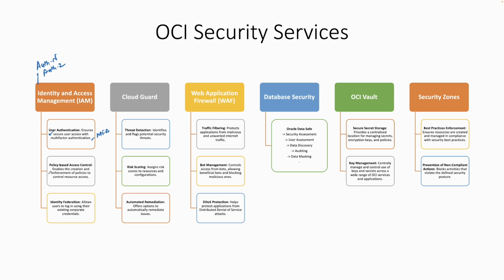Then you have policy-based access control. So with policy-based access control, we have a concept of IAM policies. What is an IAM policy? An IAM policy is nothing but a set of rules or a document which specifies what level of access or permissions are given to a group. And there's a concept of identity federation, which allows the user to log in using their existing corporate credentials, mainly something from Azure AD, because your Active Directory or your Windows login credentials would be stored inside AD, and you can use those credentials to log into OCI. And this is what we call federation. So under the IAM, you cover all these things.